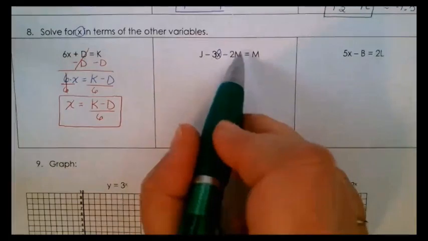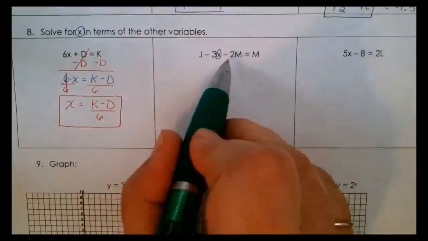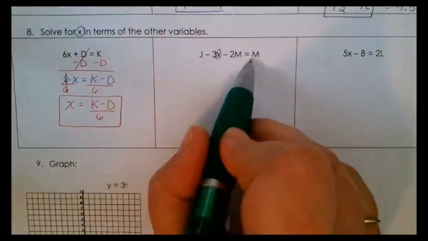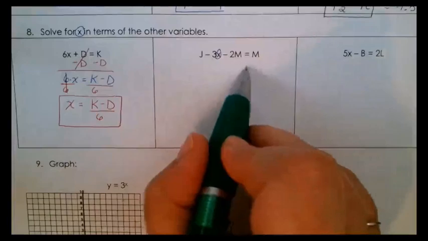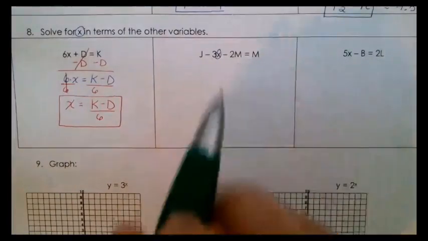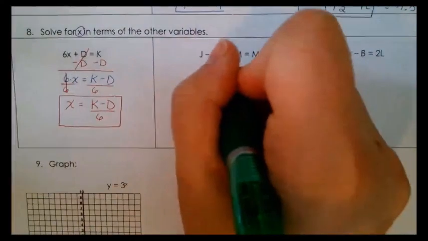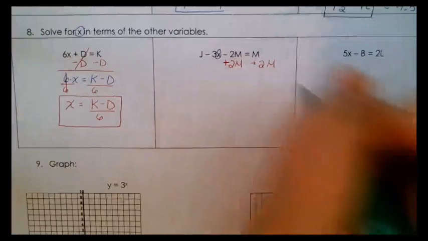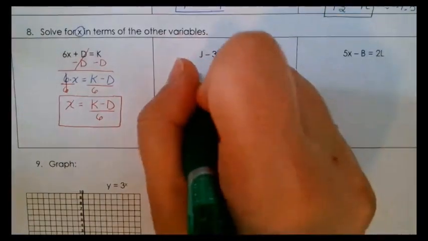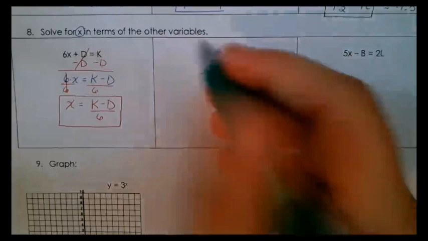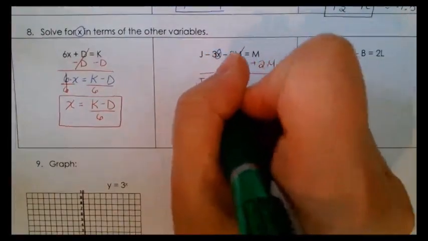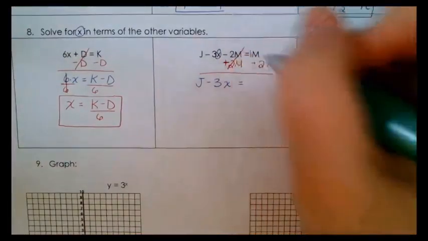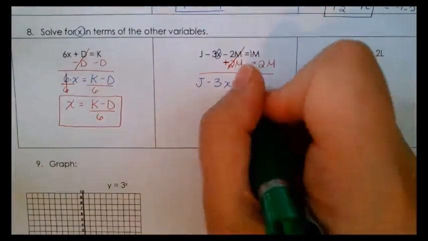It is being added or subtracted, so that's one of the things where we start with first is whatever is being added or subtracted. But the reason why I start with the negative 2m instead of the j is because I'm noticing there's an m on the other side. So let me get the m to where there's an m on the right. So I'm going to start by adding 2m to both sides to get that to cancel. Now, we have j minus 3x equals m plus 2m. Remember, there's an invisible 1 in front of the m. So 1 plus 2 is 3m.